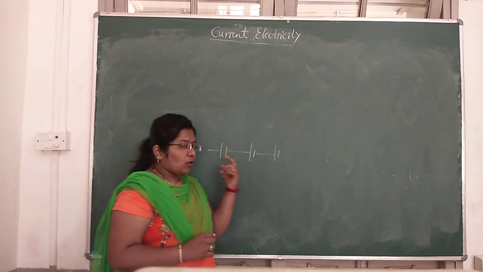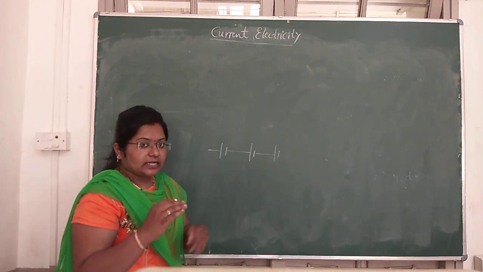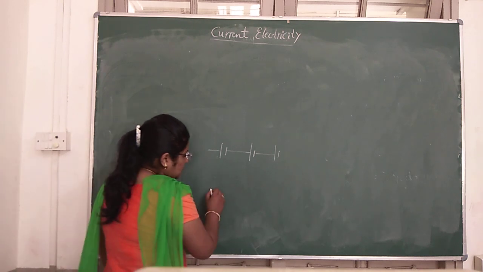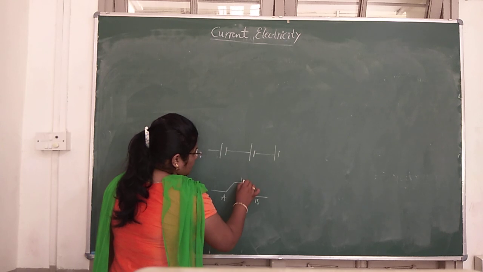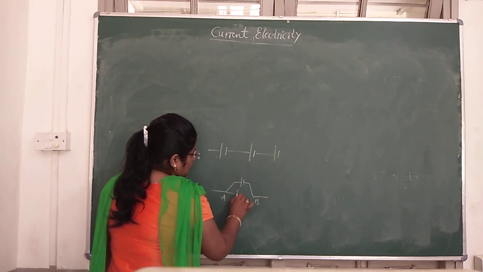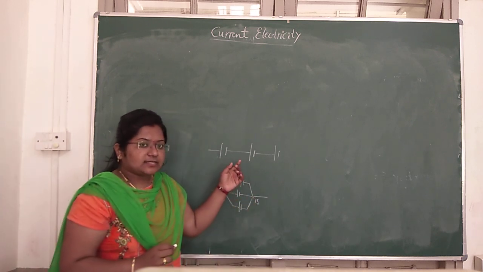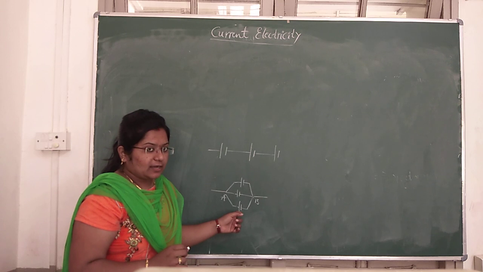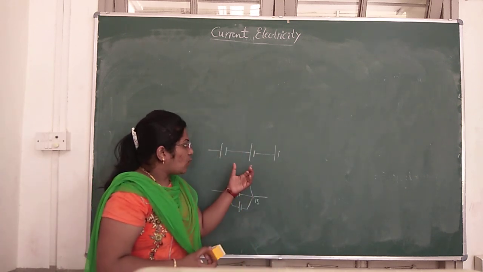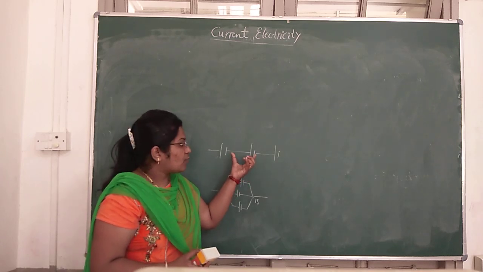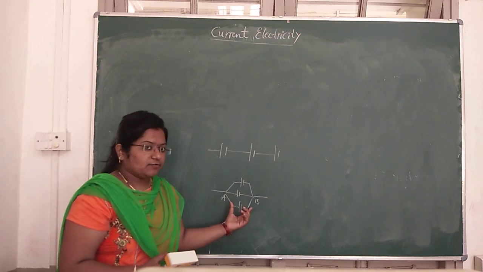And if you want to combine the cells in a parallel manner, they should be connected between two common points. If you have two common points A and B, you connect the cells like this. Like this you can combine them. So this is a series combination of cells and this is a parallel combination of cells. In the last classes we discussed the amount of current for the series combination and for the parallel combination.